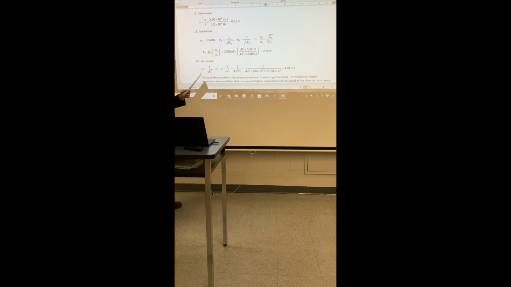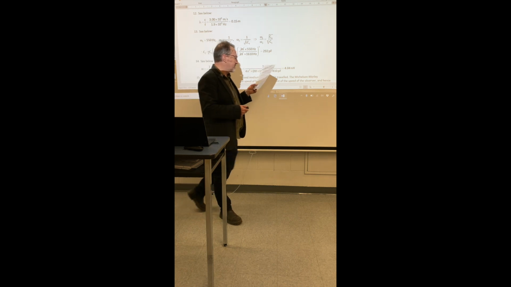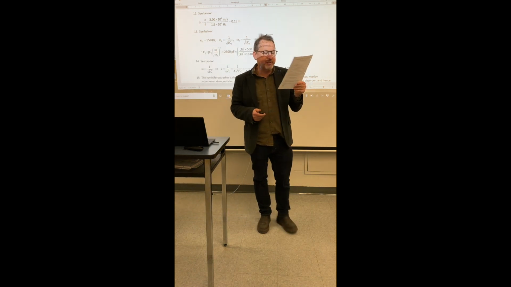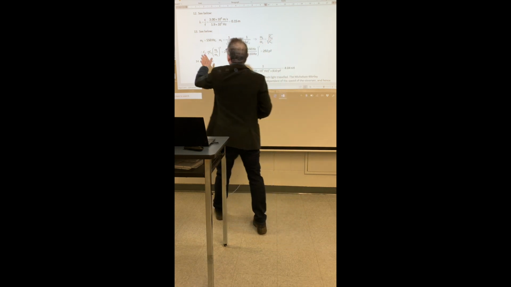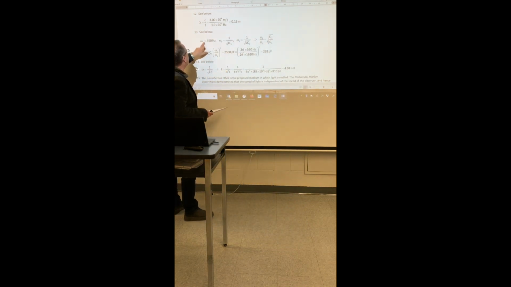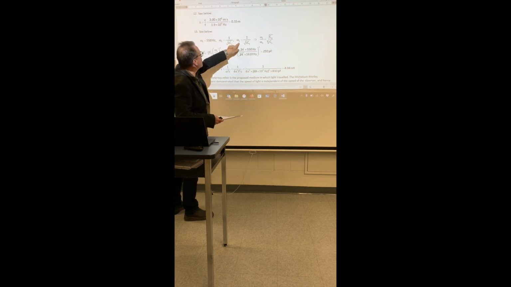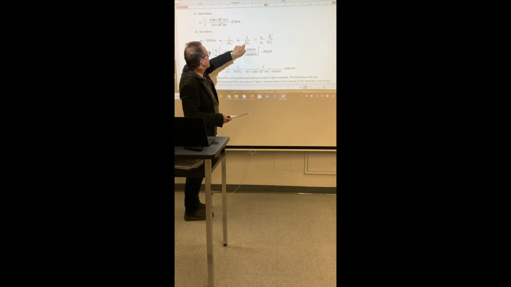Question 13. The variable capacitor in the tuner of an AM radio has a given capacitance when the radio is tuned to a station at a given frequency. What must the capacitance be for a station at the other end of the dial, 1610 kilohertz? Omega 0 equals 1 over root LC. So look, here's omega 1, and omega 1 is 1 over root LC1. Omega 2 is 1 over root LC2.